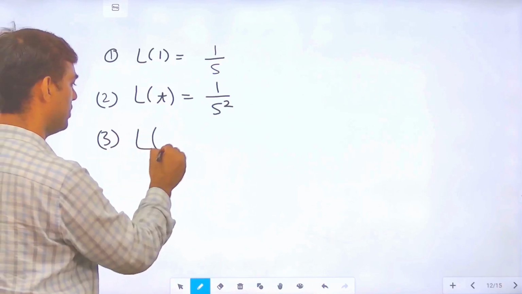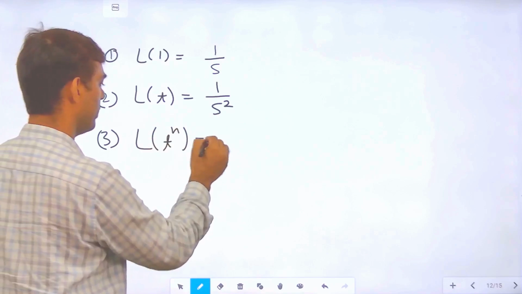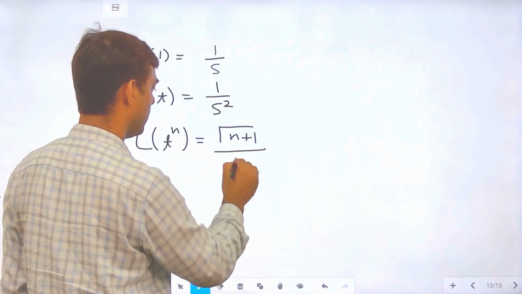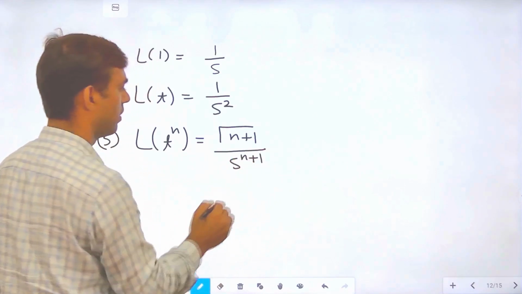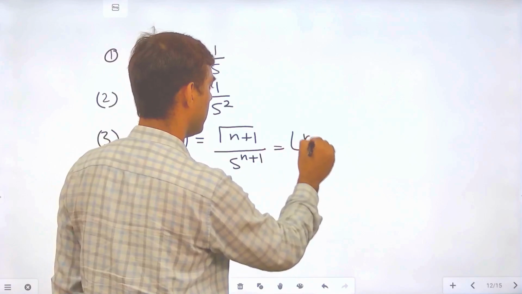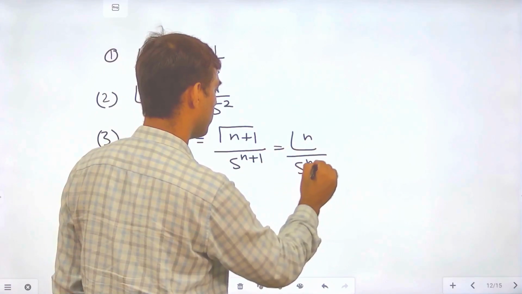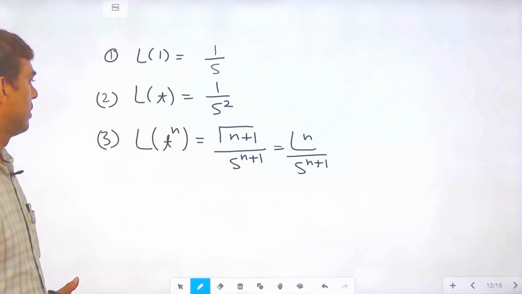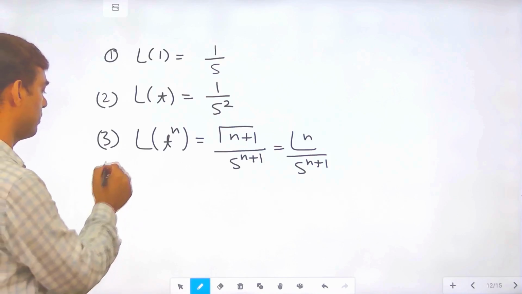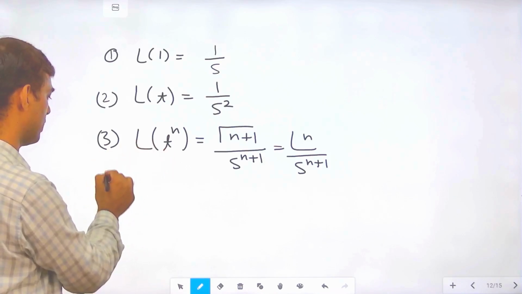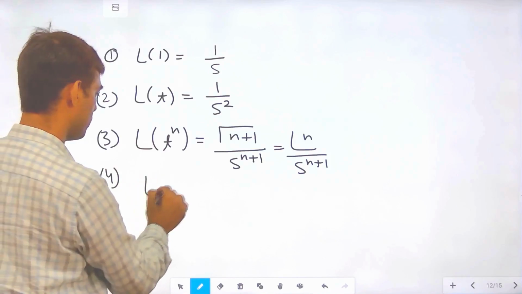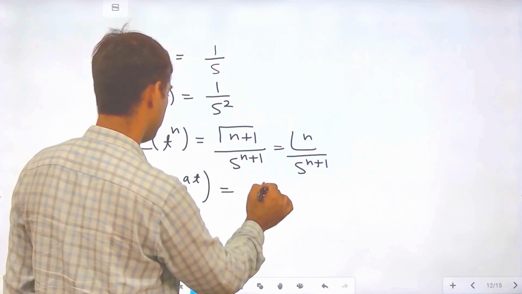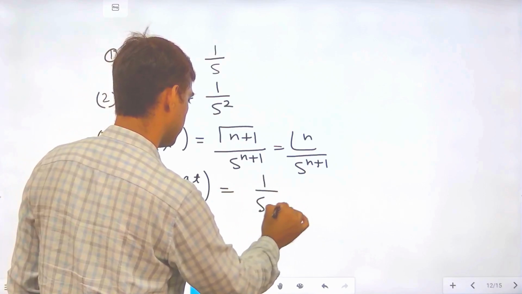Third one, the Laplace transform of t to power n equals gamma n plus 1 upon s to power n plus 1, or factorial n upon s to power n plus 1, because gamma n plus 1 equals factorial n. So this is the Laplace transform of t to power n. Fourth, the Laplace transform of e to power at is 1 upon s minus a.